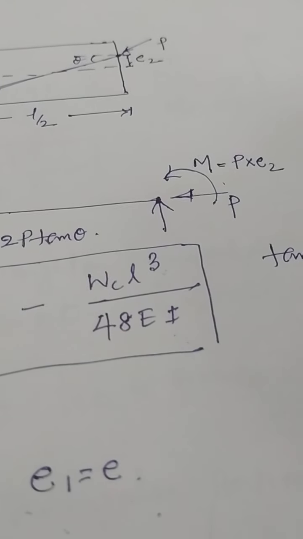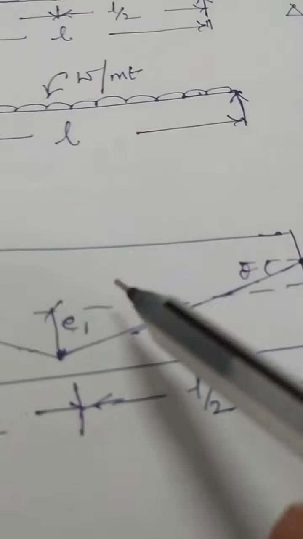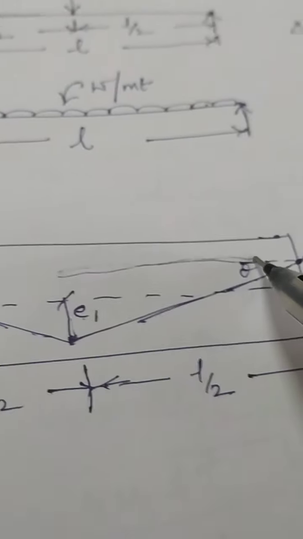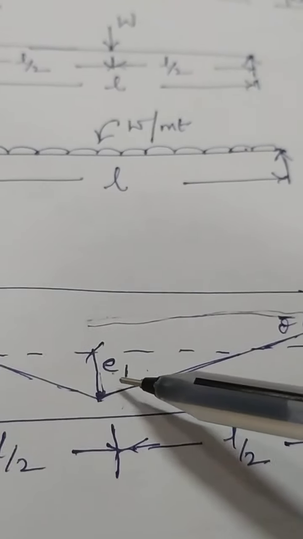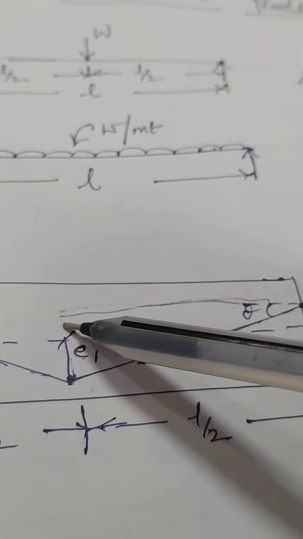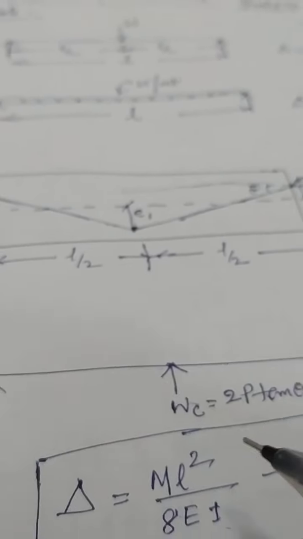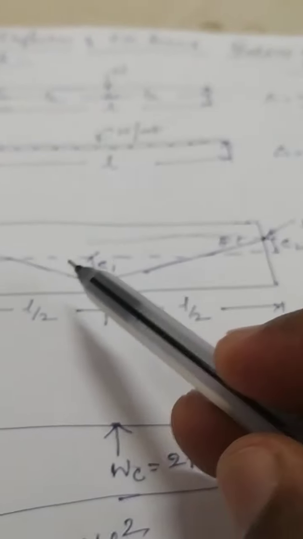Tan theta is opposite by adjacent. Suppose this is theta. If you draw, this is the triangle. In this triangle, opposite is e1 plus e2, and adjacent is L by 2, so e1 plus e2 by L by 2. That is a point load, just due to the cable profile, triangular cable profile.